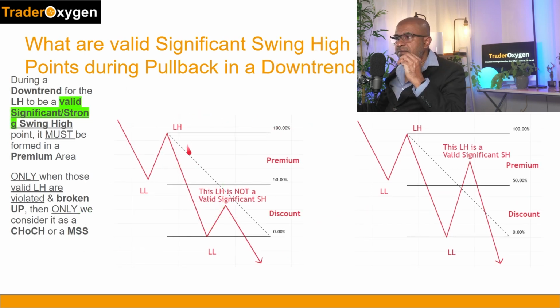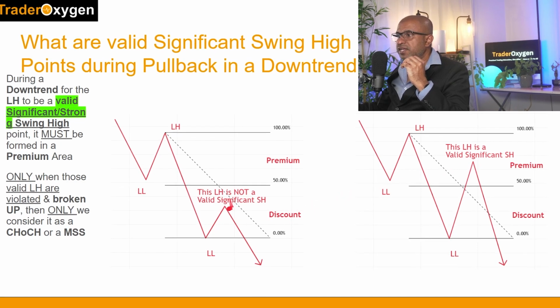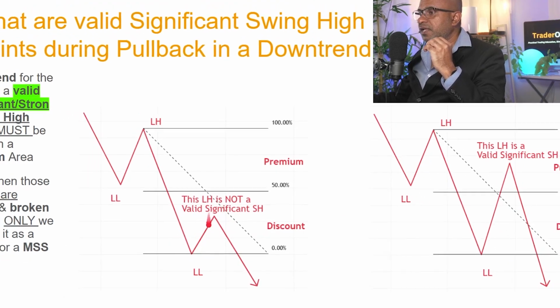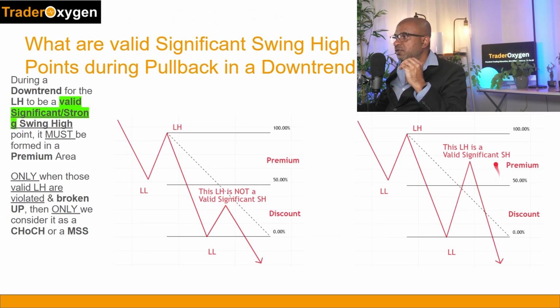So it's the same thing now in a downtrend. In a downtrend, it makes lower lows and lower highs. The difference is, this lower high is in the discount area, whereas this lower high has retraced into the premium area. Now this is considered to be a strong swing point, but this one is not considered a strong swing point. Why? Because it's in the discount area. So it has to be formed in the premium area. And the same theory applies.